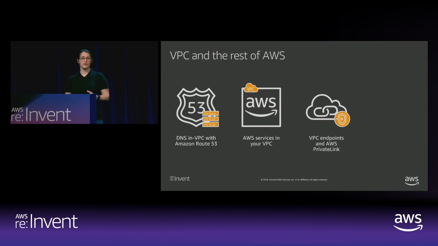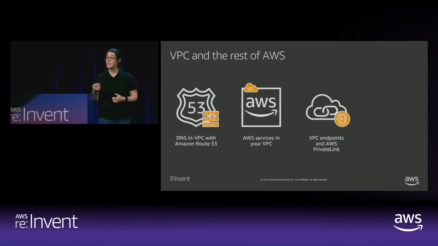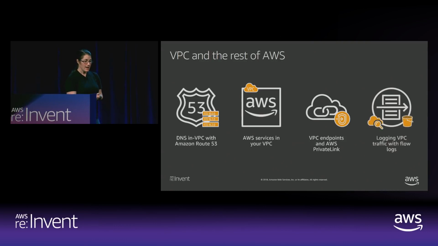Then we'll talk about how you connect privately to other AWS services or to other services running in VPCs. Remember when we spoke about VPC peering, I said there were multiple ways of sharing services. This is one of the others. And then lastly, I'm going to show you how to get visibility into what on earth is actually happening in your VPC using VPC flow logs.